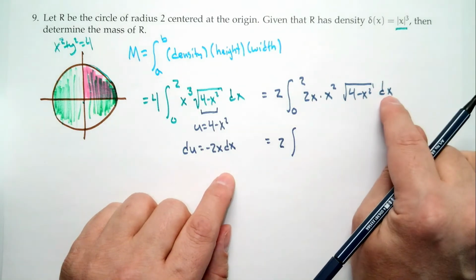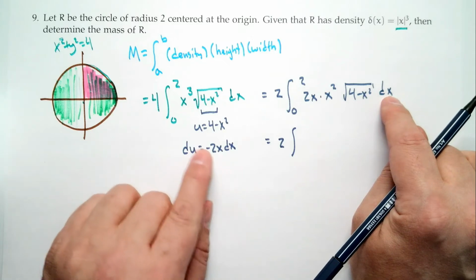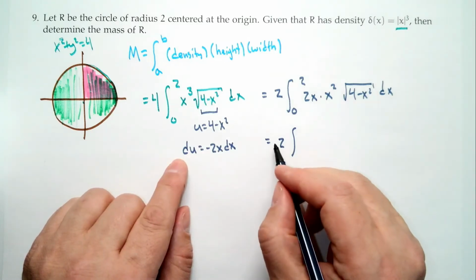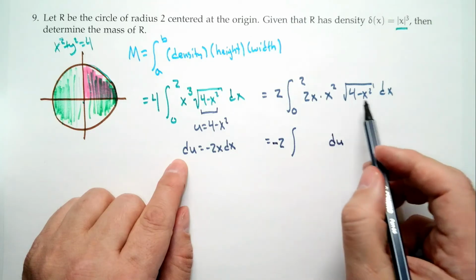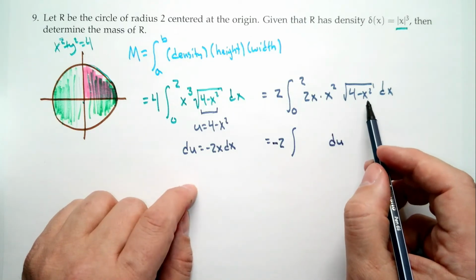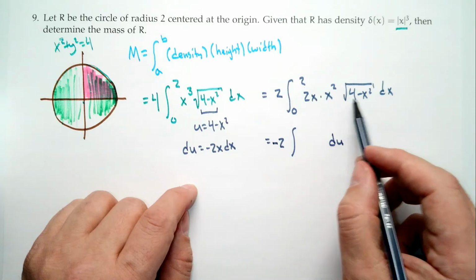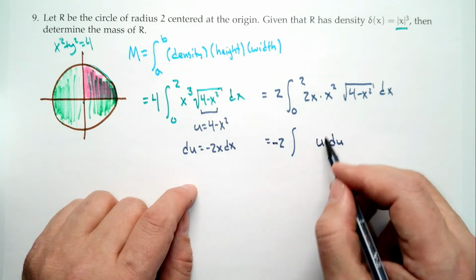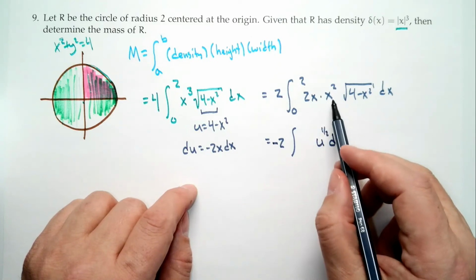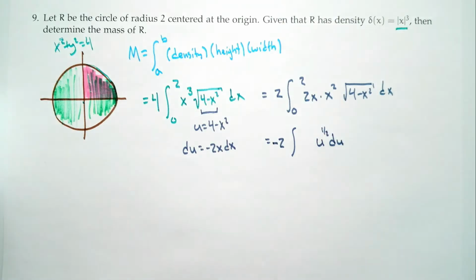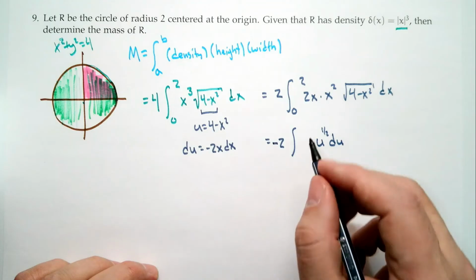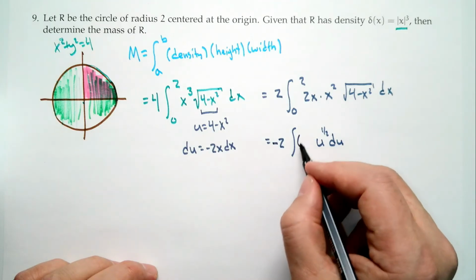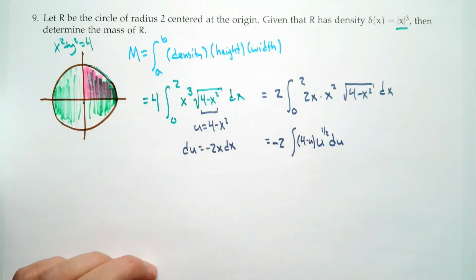2x dx becomes negative du. So there's a negative coming from here. Negative du. The square root of 4 minus x squared? Square root of u. In calculus, we write that as u to the half. What do we do with the x squared? We can use our substitution. x squared is 4 minus u. Anything else we need to do?